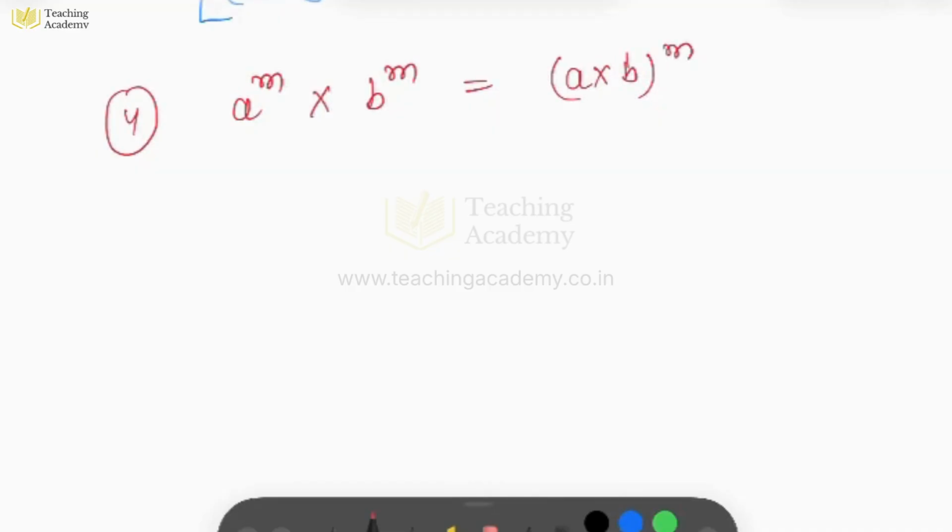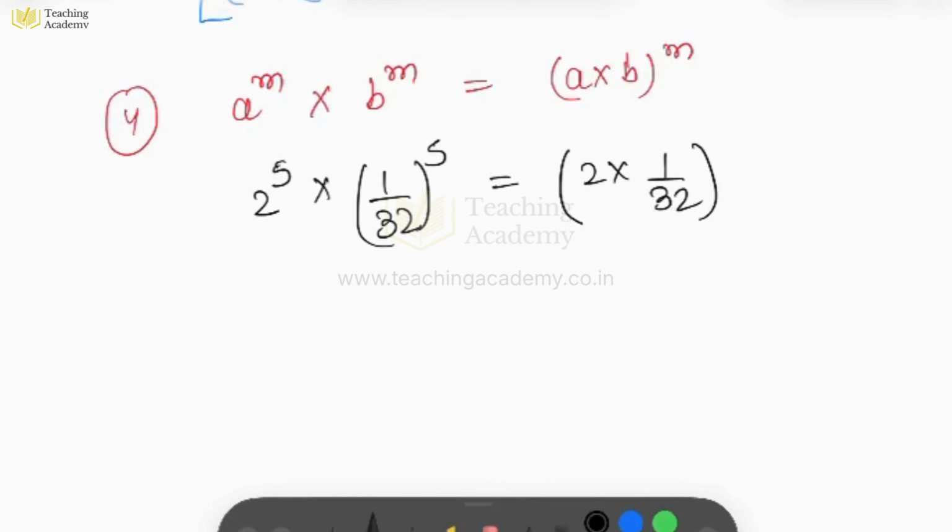Okay, so if I want to take an example of this, I can write 2 to the power 5 times 1 over 32 to the power of 5, right? So I can see that both have power 5 and there is a multiplication sign in between. So I'll multiply 2 times 1 over 32 and make it whole power 5, right? Now you can solve it easily. I can cancel it out, right? So wherever you see cancellation, you can follow the same. So this is going to be my answer.